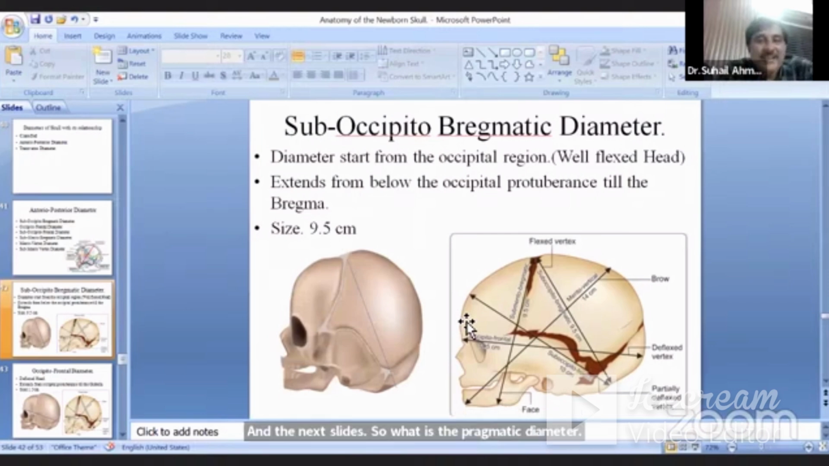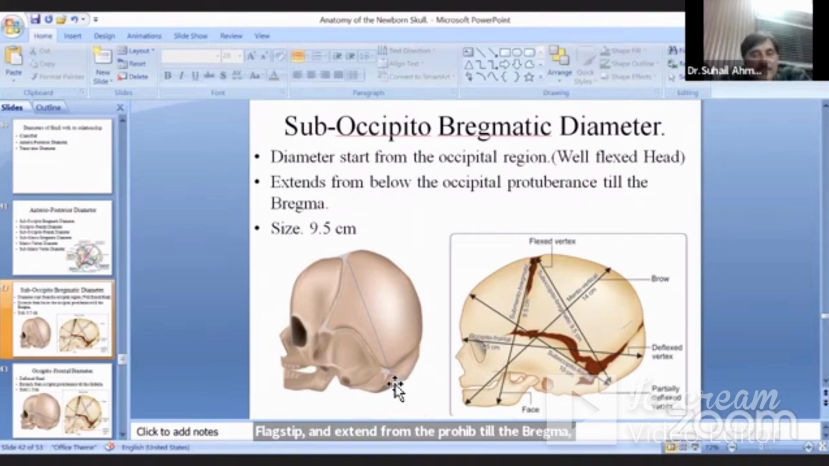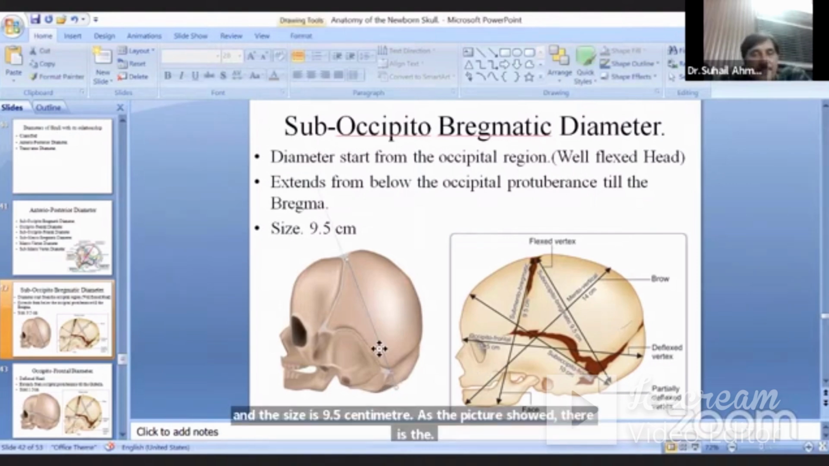So what is the suboccipito-bregmatic diameter? This diameter starts from the occipital region, in which the head is flexed, and extends from the occipital protuberance till the bregma, and the size is 9.5 centimeters. As the picture shows, there is the occipital protuberance to the bregma of the skull.